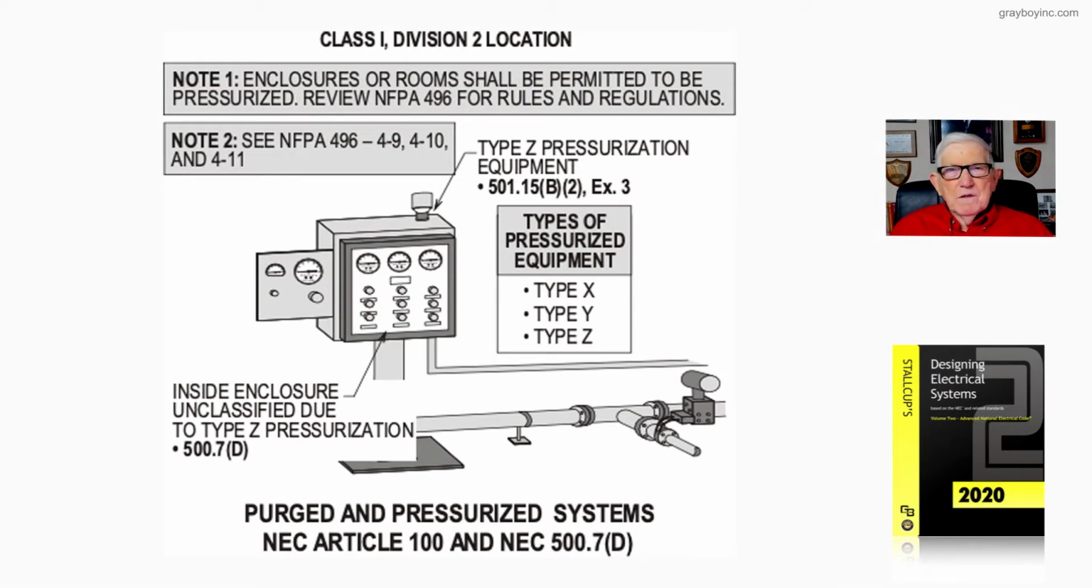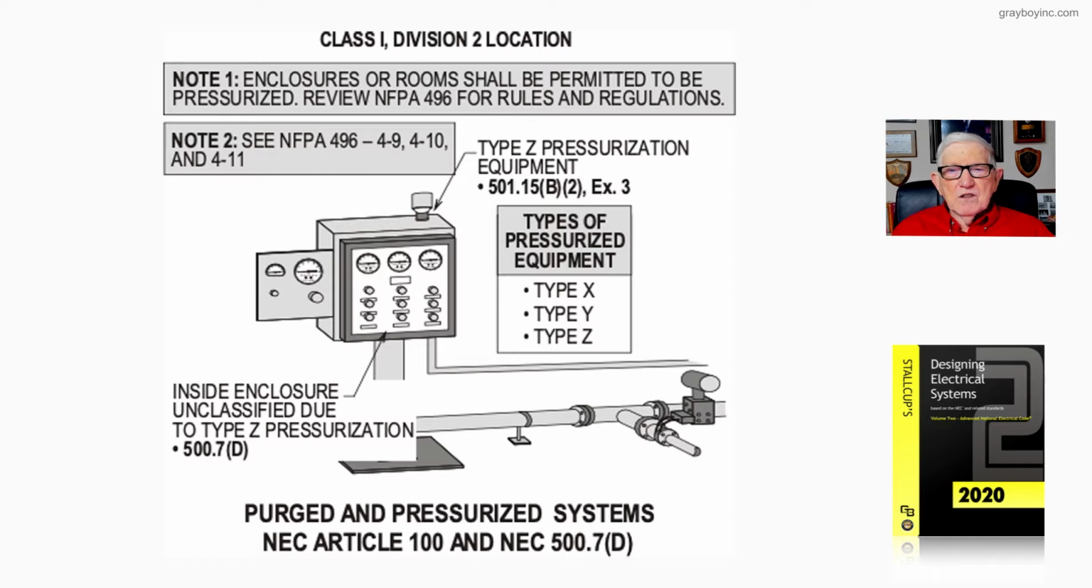Now let's review this figure 21-17 that basically deals with purged and pressurized systems. Again, you can define purged and pressurized systems in Article 100, but they are selected from NEC 500.7(D) as in dog if you want to use them. And notice purged and pressurized can be used in Class 1, Division 1 and 2 type locations.